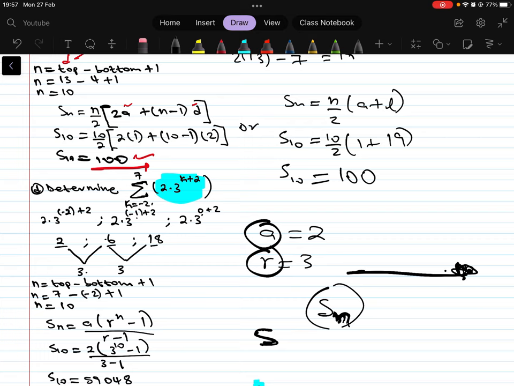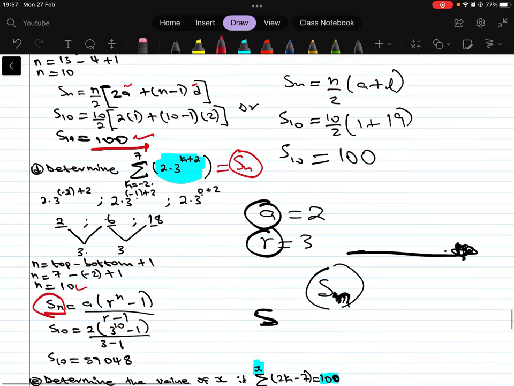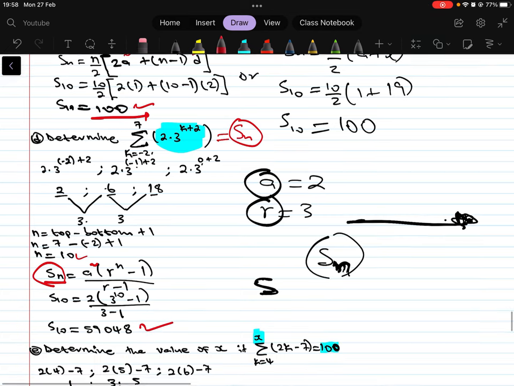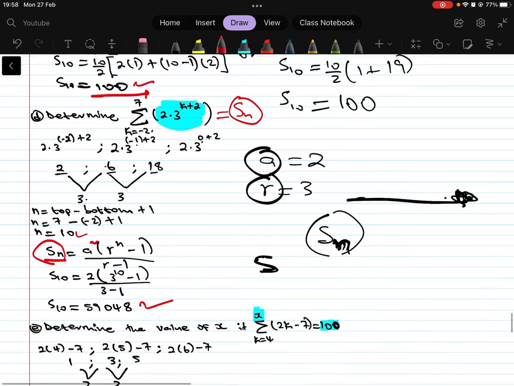So from here we already know that our top is 7, our bottom is -2, and then we get our value of n. Now that we have our value of n, we know that the whole expression is actually equals to Sn. Which Sn are we going to use? We're going to use the geometric Sn formula, which is the sum or the series formula. By Sn, I just mean the sum or the series formula. Then just substitute your A, you know it's 2, your R is 3 in this case, and then your N is 10, then you are done. You're good to go. That's basically the evaluation or you determining that expression that you were given.